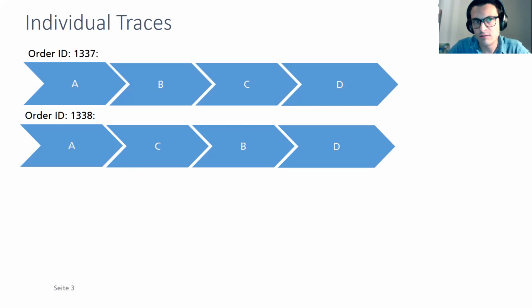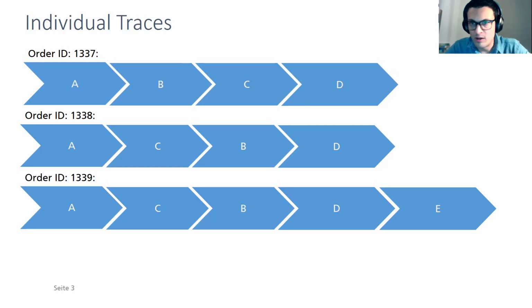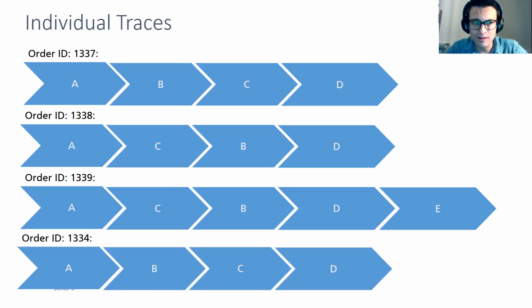So I might observe that instead of executing B after A and then C after B, I have executed C after A and then activity B after C, and I finalize with activity D. Again, these letters just represent any arbitrary activity. I don't really care if it's a registration, it's just for illustration purposes. Then there might be another order 1339 where I see A, C, B, D, E. And then finally, there might be another order, maybe 1334, which also records the sequence of activities ABCD.